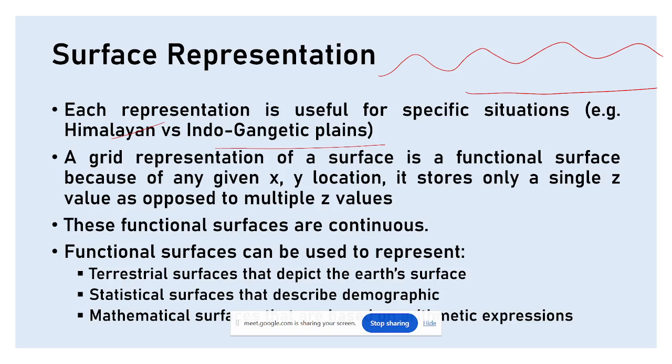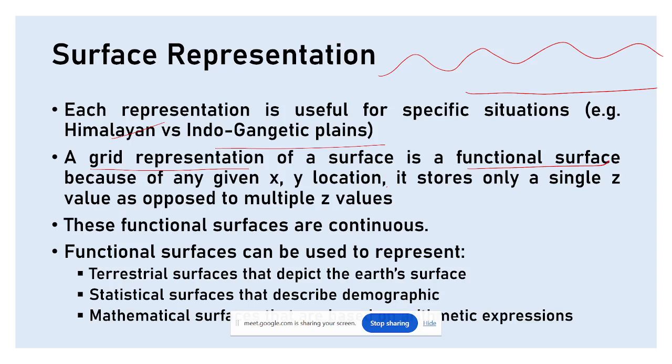So a grid representation of a surface is a functional surface. Of any surface you're taking, the grid representation is the functional surface, because for every xy location it will store a single z value as opposed to multiple z values. It's more like the aggregate point kind of thing. So maybe in a single grid itself there might be a possibility of different z values, but when you give this functional surface representation, we will only store a single z value. Therefore, these functional surfaces will be continuous in nature.